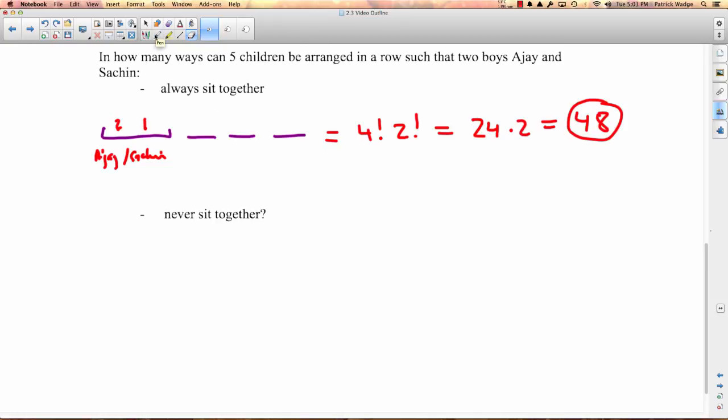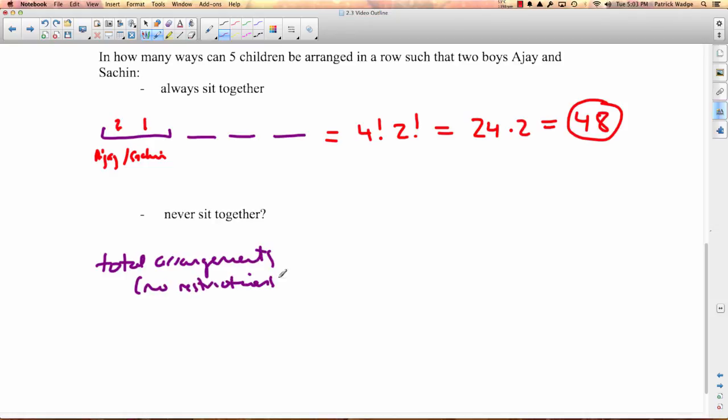Let's first of all find the total arrangements. In other words, if there were no restrictions, how many ways can you arrange the boys? Well, there's 5 boys. You get to put them in any order you want. So the first spot could be 5, 4, 3, 2, 1. Hopefully by this point you get that there'd be 5 factorial ways of arranging the 5 boys, and that's 120 ways that you could do that.